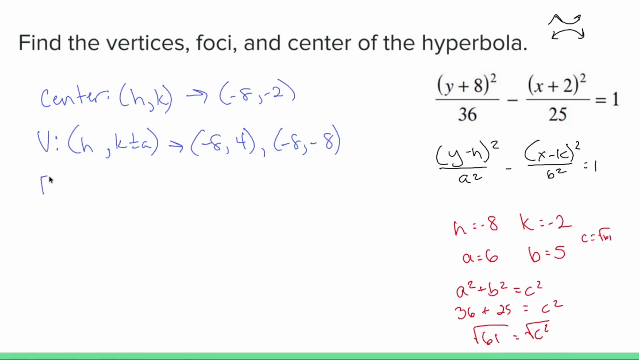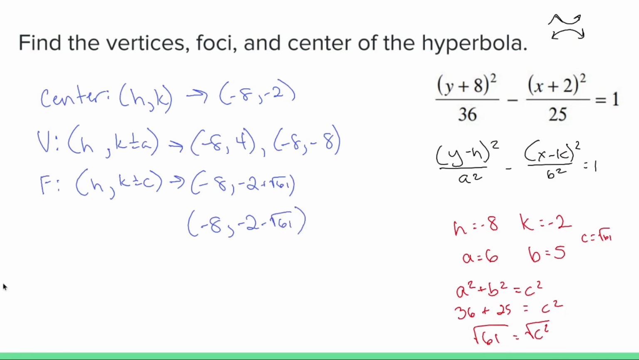Our foci, focus plural, is (h, k plus or minus c). So there's our negative 8 again. Okay, k is negative 2, so we'll do negative 2 plus root 61. Then the other option is going to be negative 8, negative 2 minus the square root of 61. And yeah, there you have it. Hyperbolas, they're a lot. They're a pain.